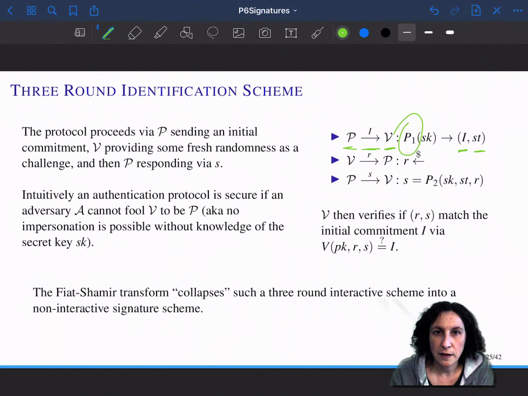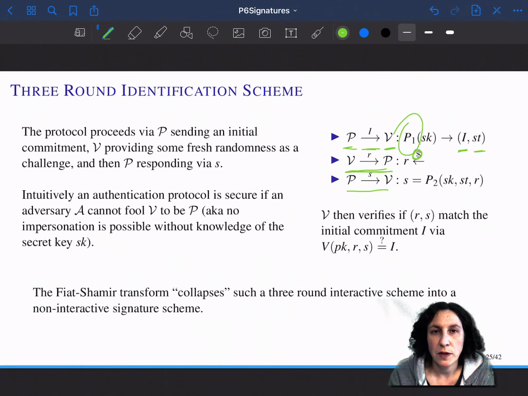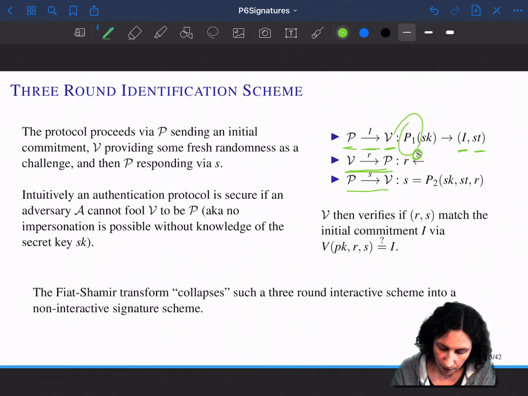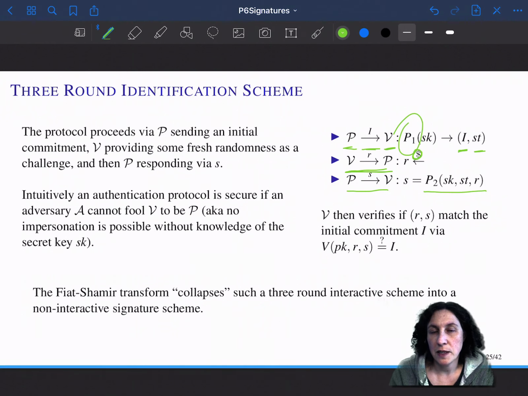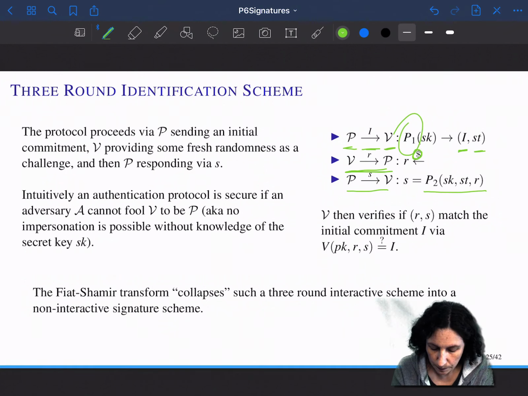The verifier then, in this abstract definition of the protocol, will respond to the prover with a random value R, and this is basically their challenge. Here again, the symbol that I'm using means draw at random from some well-defined distribution. The prover then responds with S, their response value. This is calculated with another algorithm, P2, which takes again their secret key, the previous state information, and then the R. The state information could just be the I, the initial commitment, or it could be something related to it.